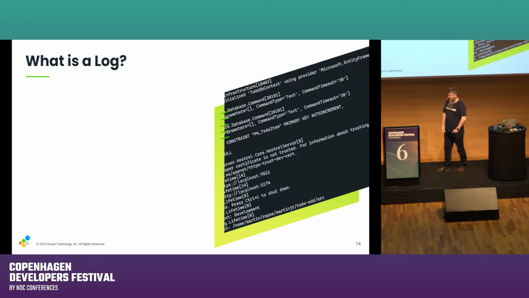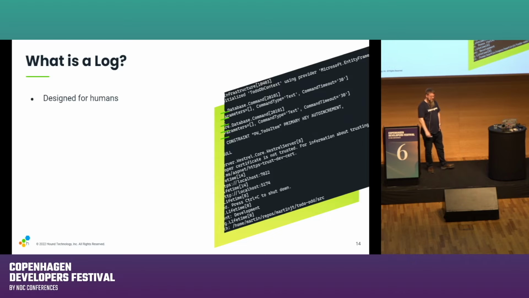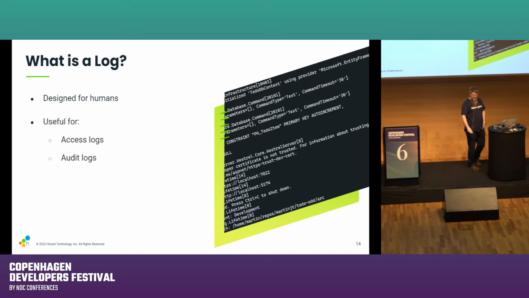So if I'm telling you that's a span, what is a log then? Well, logs are designed for humans. They're not designed for systems. They're not designed for aggregation. We took logs and made them structured, but primarily logs are designed for humans, which means they're great for access logs, like your access log in Nginx or IIS, the W3C access logs, because they don't have context. There's no causality ID.